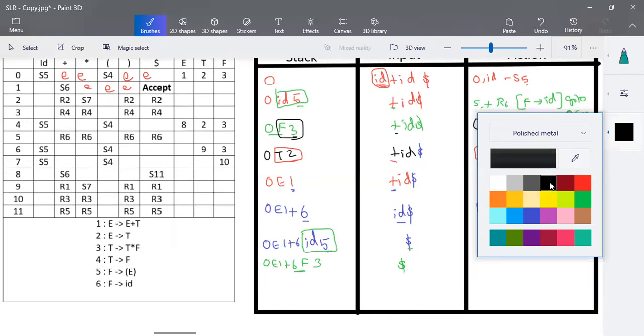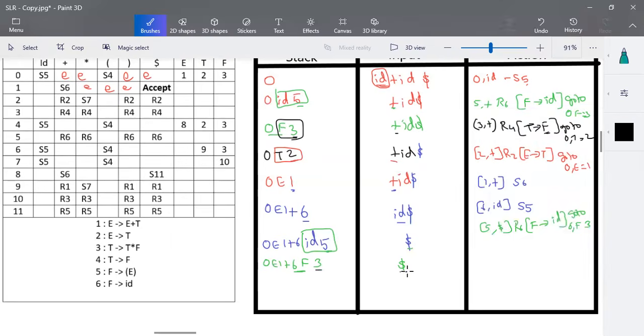So this is the next step. You have to check the entry for 3, comma dollar. What is there in 3, comma dollar?